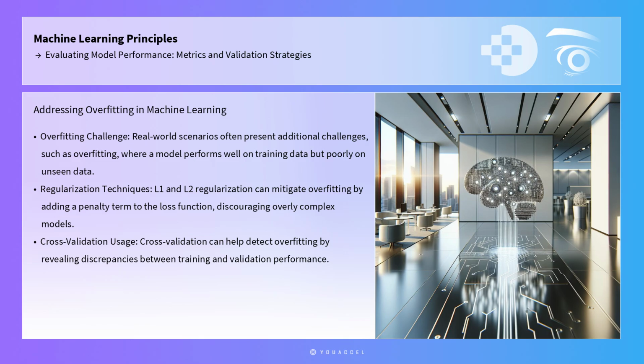Real-world scenarios often present additional challenges, such as overfitting, where a model performs well on training data but poorly on unseen data. Regularization techniques, such as L1 and L2 regularization, can mitigate overfitting by adding a penalty term to the loss function, discouraging overly complex models. Cross-validation can also help detect overfitting by revealing discrepancies between training and validation performance.